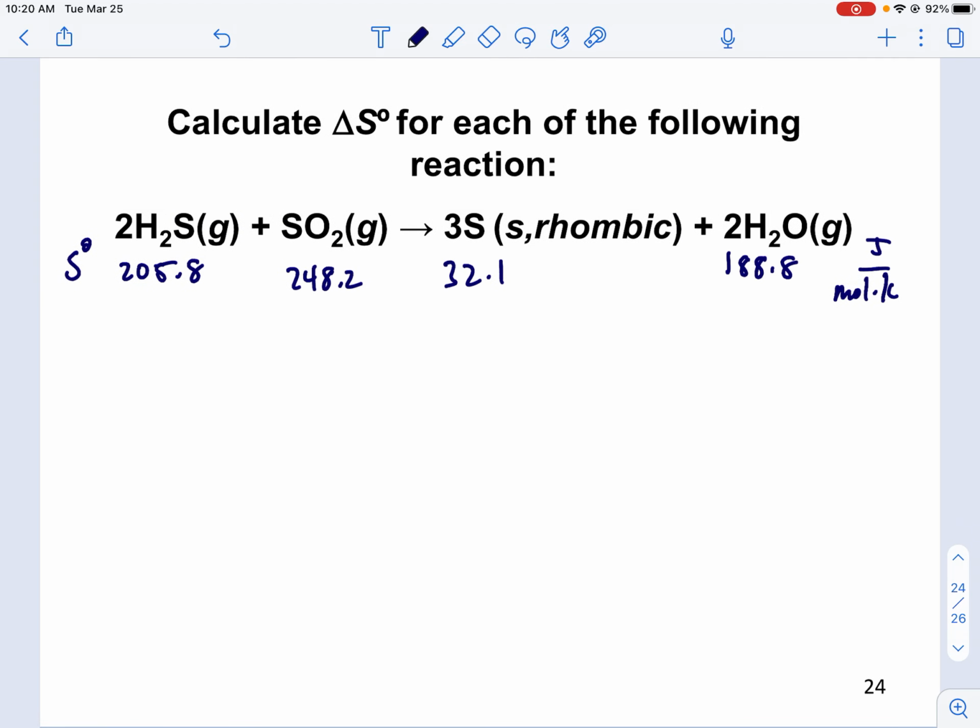All right, so we have all those values. How do we do this? Remember, the equation is that the entropy change for the reaction is equal to the sum of the number of moles of each thing times its absolute entropy for the products, minus the sum of the number of moles of the reactant times its absolute entropy.